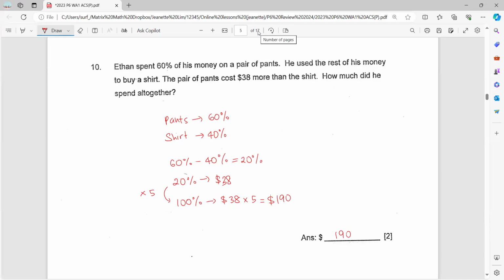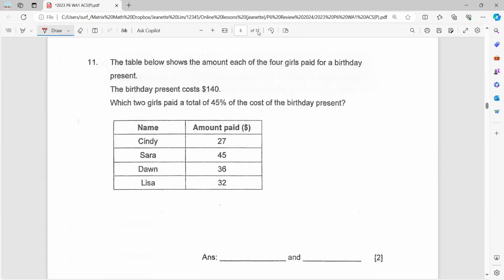Question 11. The table below shows the amount each of the 4 girls paid for a birthday present. The birthday present cost $140, which 2 girls paid a total of 45% of the cost of the birthday present. Now, the birthday present is 100%, right? So let's find out what's 45% of $140.